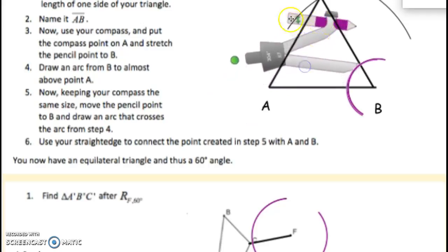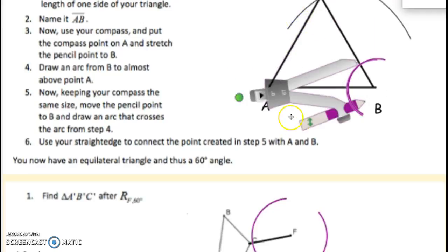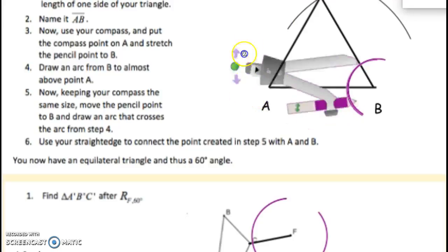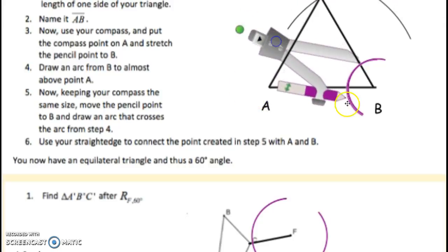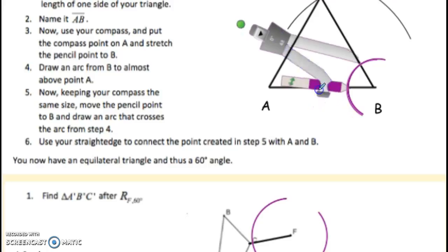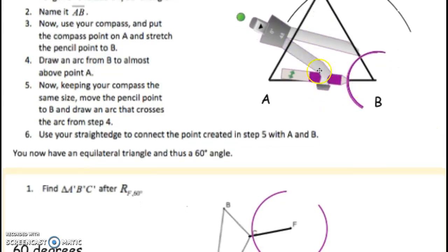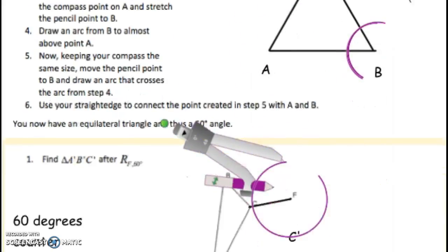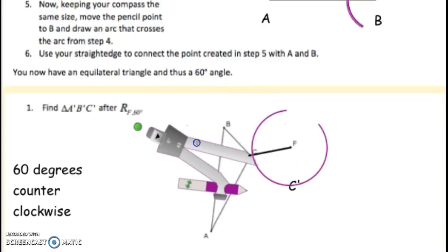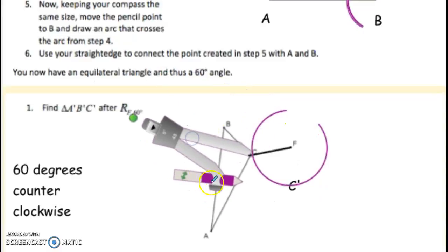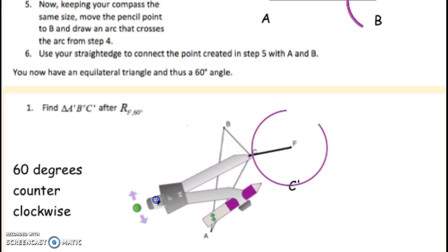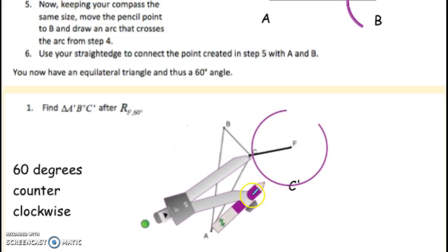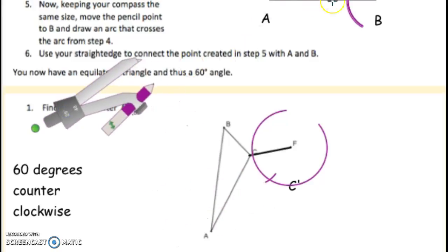So I'm going to measure from one endpoint here, or one intersection point, to the other intersection point. So I'm just taking my compass, adjusting it to the width that that angle is open, and then I'm going to slide that down, and we're going to copy this angle. So we're going to slide this down to the intersection of my arc and the segment, and we're going to draw an arc right there. So that is the copied angle. That should be a 60-degree angle right here.